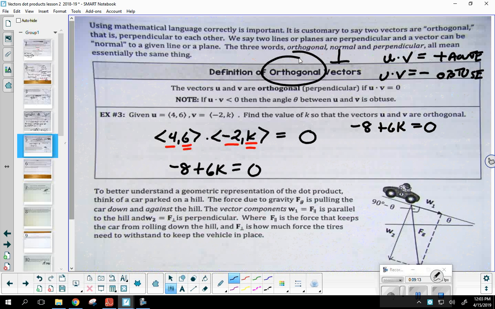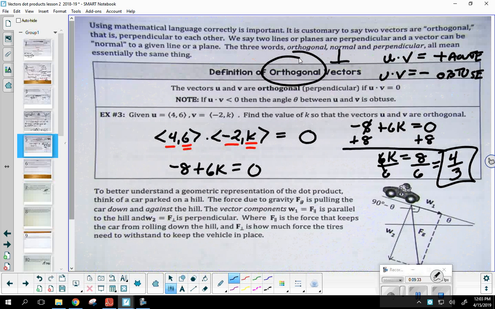What would I do first? Add the 8. There we go. So 6k is equal to 8. Divide through by 6. So what is 8 sixths? 4/3. There we go. That would be the value of k, so that if I multiply those, I would definitely get orthogonal vectors.